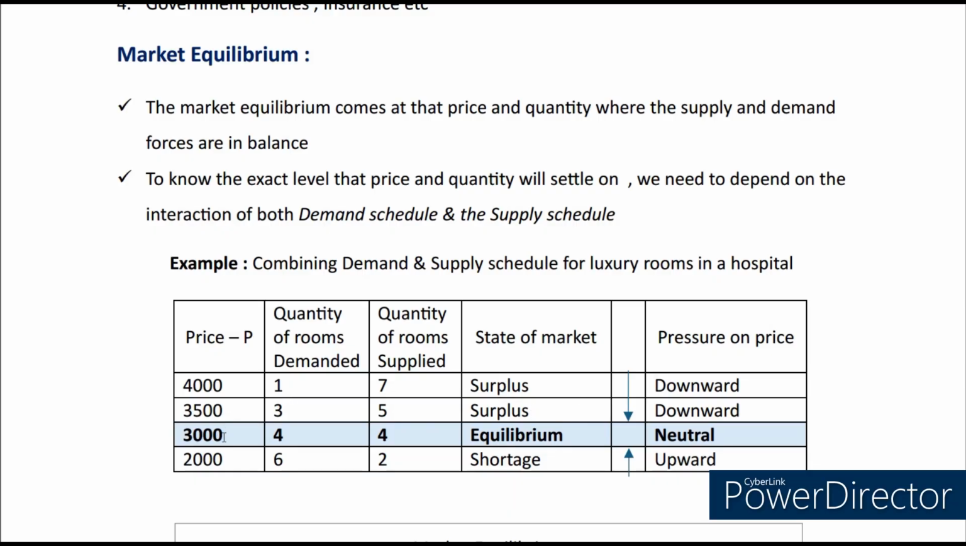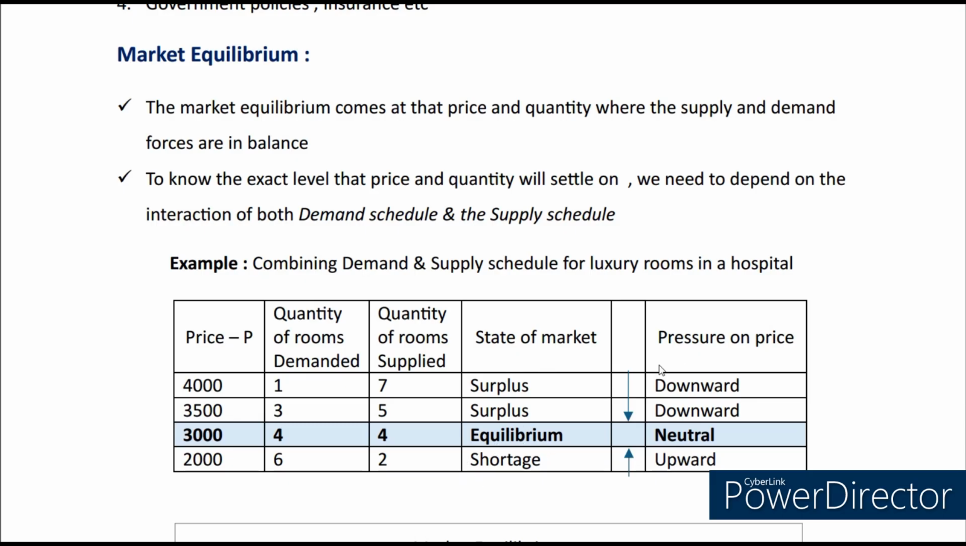But at the price point of 3,000 rupees, the quantity of rooms demanded by patients is 4, and the quantity of rooms that the hospital is willing to supply is also 4. So this is a point where we can call it the market equilibrium. If you see the last price point, that is 2,000 rupees, the quantity of rooms demanded by patients is 6, but the hospital is willing to supply only 2. So there is a clear shortage. The state of market in this case will be shortage.